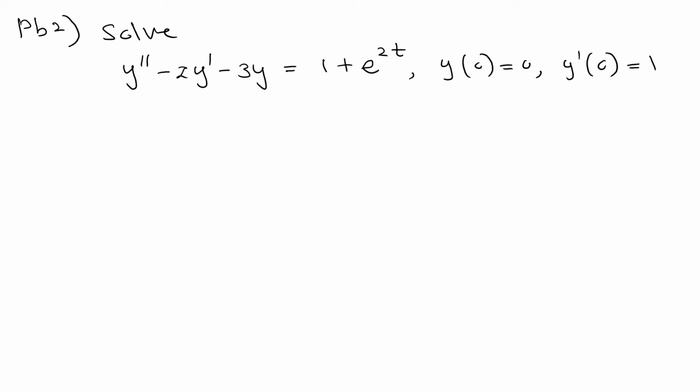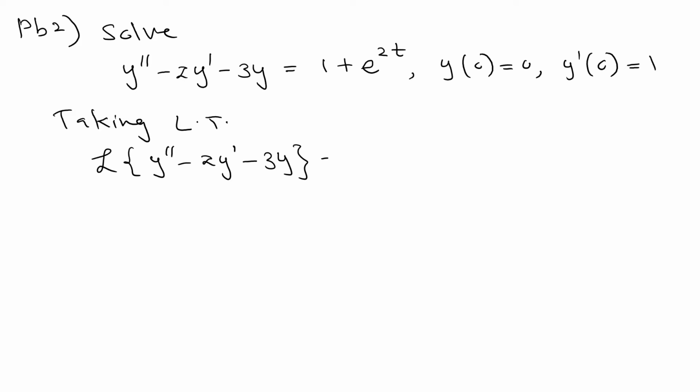As the next one, we have y double prime minus 2y prime minus 3y equals 1 plus e to the 2t, with y(0) equals 0, y prime(0) equals 1. So go step by step. First, we take the Laplace transform. So we can write this as the Laplace transform of the second derivative of y minus 2y prime minus 3y, and on the other side we have 1 plus e to the 2t.